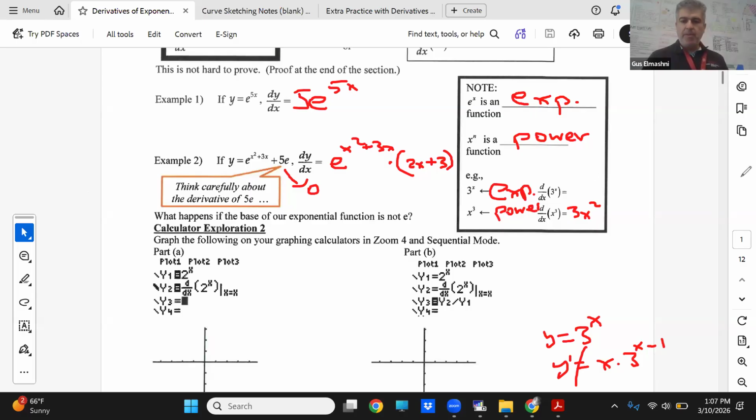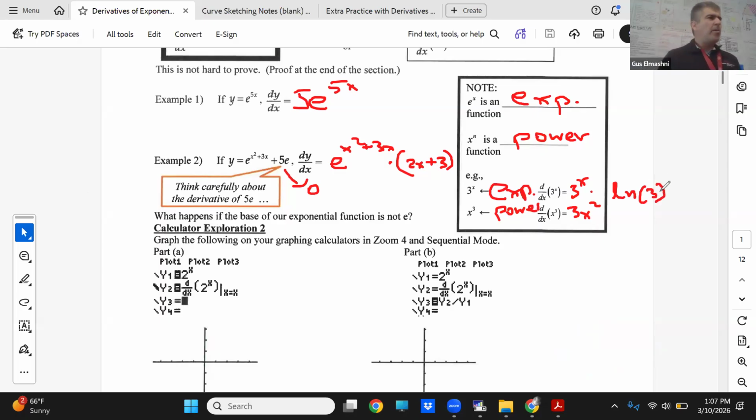Here's what you do, and I'll talk about it in the discovery down below. You're going to write 3 to the x, but then times natural log of 3. How come I didn't do that for e? I could have. Well, what's natural log of e? So it doesn't matter. It's redundant, but you could. Technically speaking, the derivative of e to the x is e to the x times natural log of e, but natural log of e is redundant.